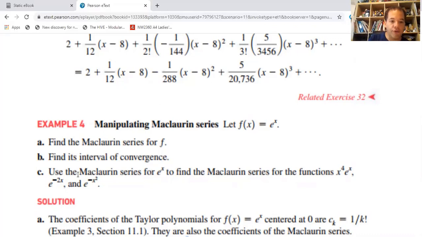So how can we use the information we're going to learn from part A and part B to find out new power series, new Maclaurin series for x to the 4 times e to the x, for e to the negative 2x, and for e to the negative x squared, all right? So let's start first with figuring out e to the x. So the Maclaurin series for f of x equals e to the x. All right. This is example 4.